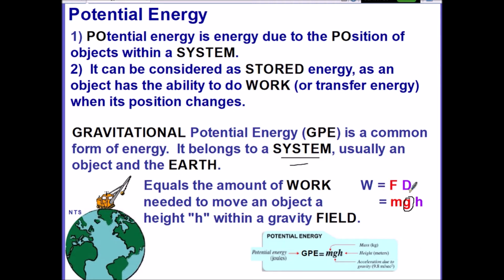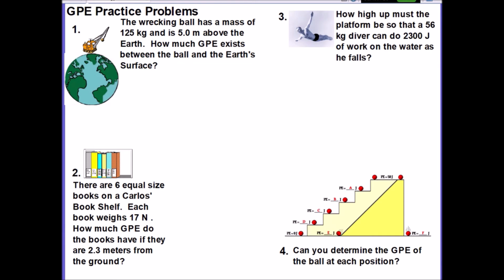Now, d is the common symbol that we use for work. It's whatever distance we've moved the object. If we're lifting an object a height h, let's go ahead and just replace d with h. Fairly simple equation: GPE = mgh. Again, GPE is measured in joules. It is a form of energy. Mass needs to be in kilograms, g should be in meters per second squared, or newtons per kilogram, and then height would be in meters. Let's go ahead and see how we could use that equation in just a few examples.